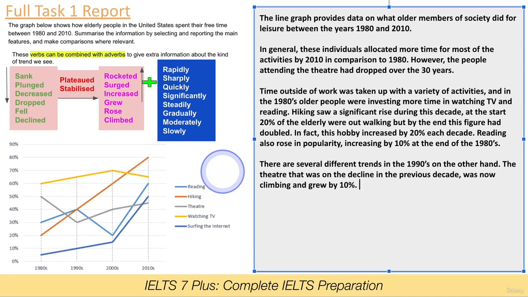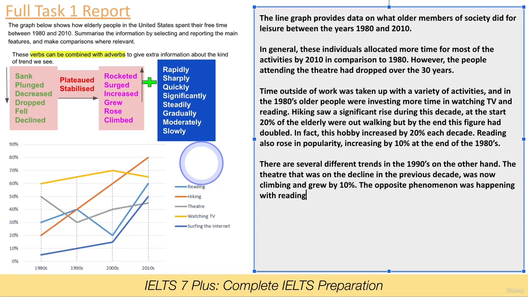What else is happening? And then reading really dramatically fell, actually, so we could talk about that. So we could say the opposite phenomenon. So the opposite was happening. The opposite phenomenon was happening with reading. And what happened there? Oh, we halved. So we could say which plummeted. That's a good word. By half, falling to 20%.